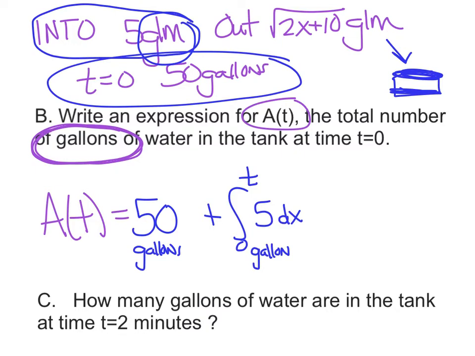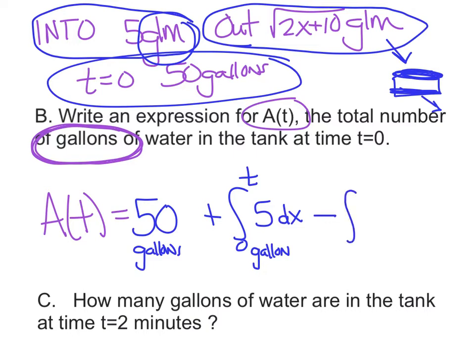Now, at the same time water was coming in, we had some water that was leaking out. If it's leaking out, I'm going to subtract an amount. Now the out section here is also in gallons per minute, and my equation can only be in gallons. So I'm also going to have to integrate radical 2x plus 10 dx. And let's talk bounds again. That would be from 0 to, again, any time t.